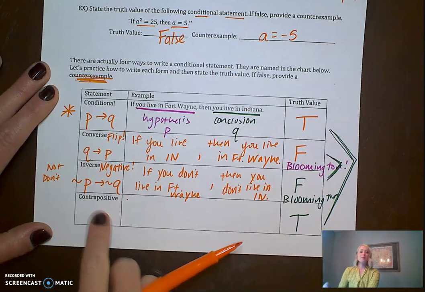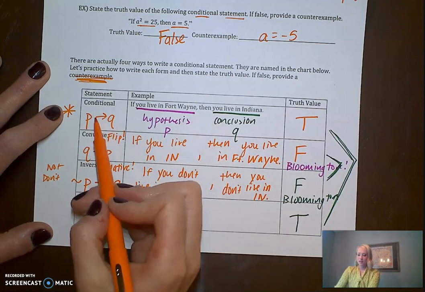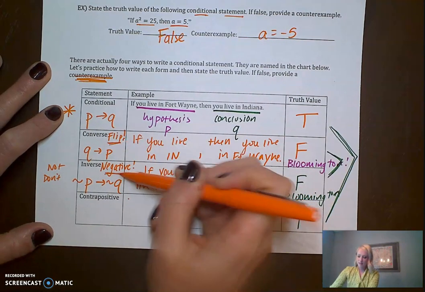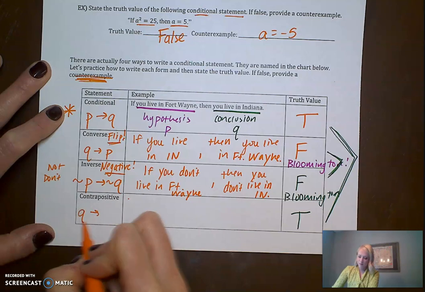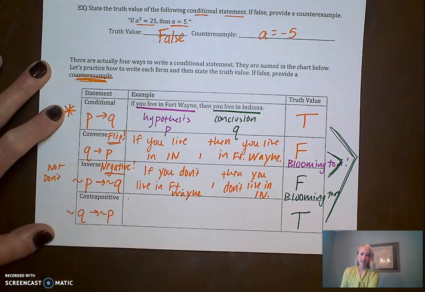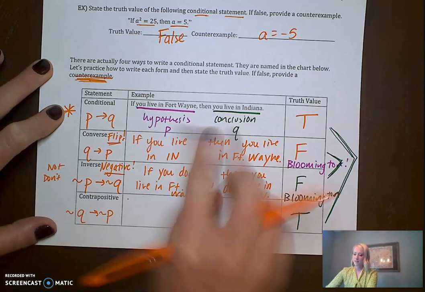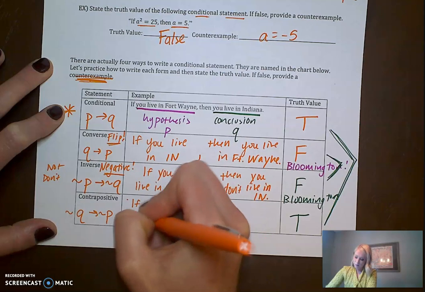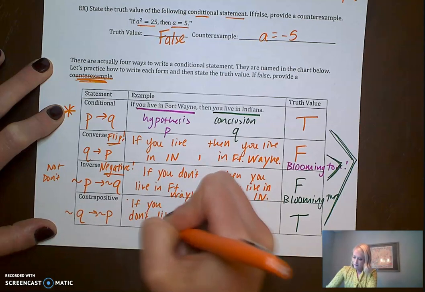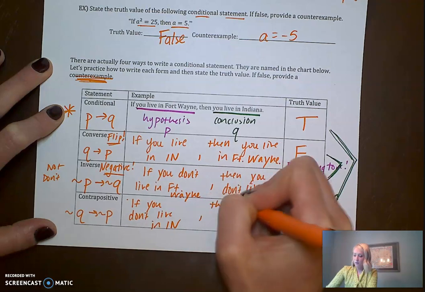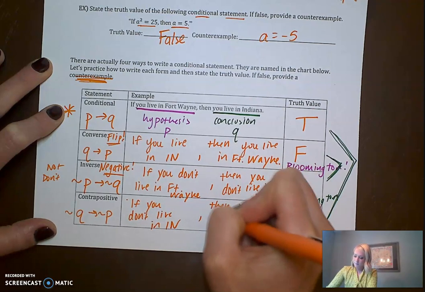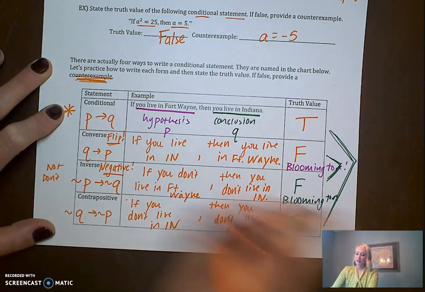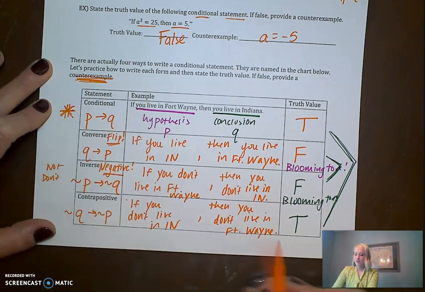Okay, the contrapositive, basically you change everything about the conditional statement. You flip it and you make it negative. So you do these two things. So the symbol, it's going to be Q first, then P, and it's going to be the nots. So basically it's going to be if you do not live in Indiana, or don't live in Indiana, then you don't live in Fort Wayne. Again, come back to the original conditional statement when you write all these.